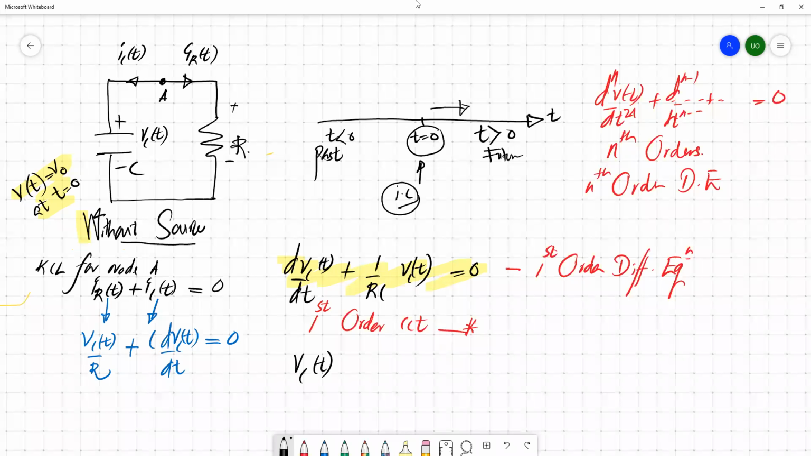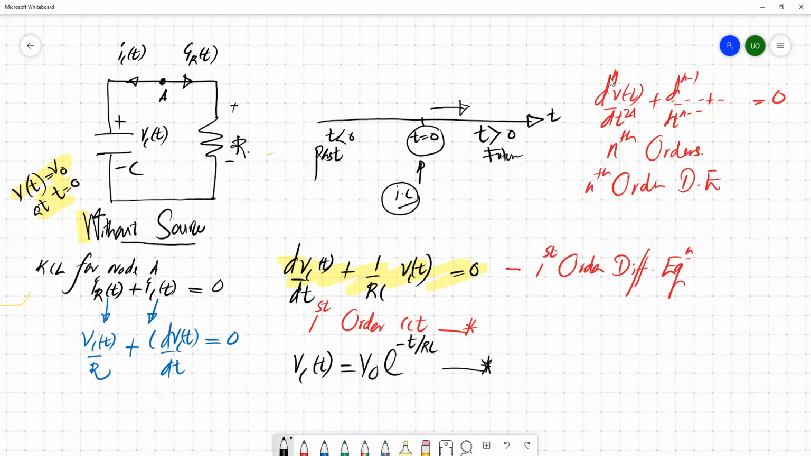V_C(t) equals V naught e to the power minus t over RC. So you can basically refer to the differential equation module. And then the solution for this first order differential equation which we obtain here is this.